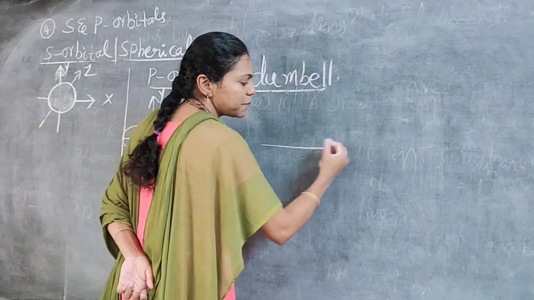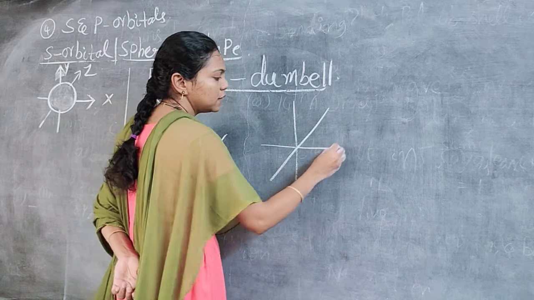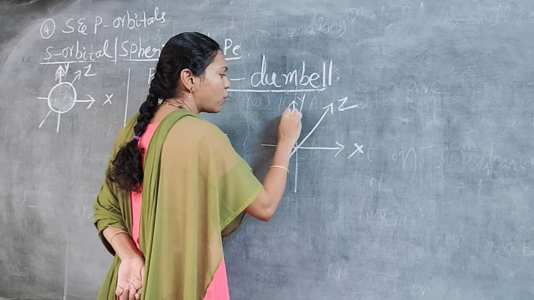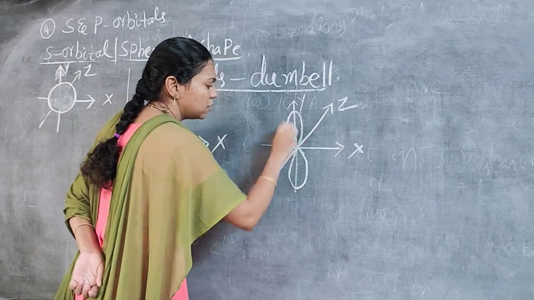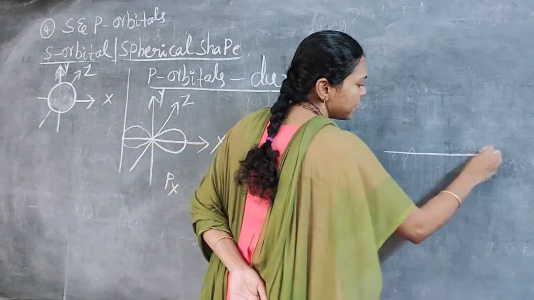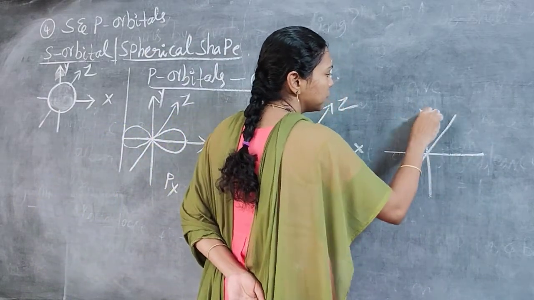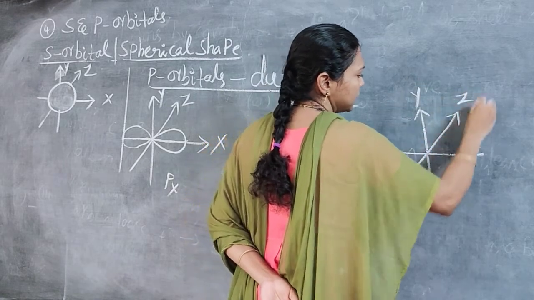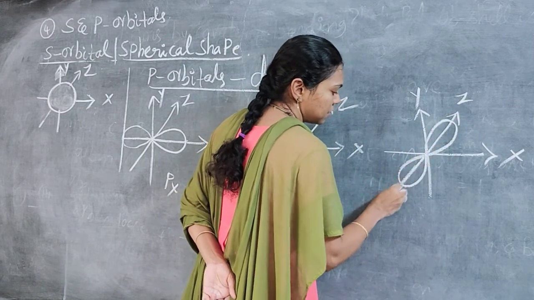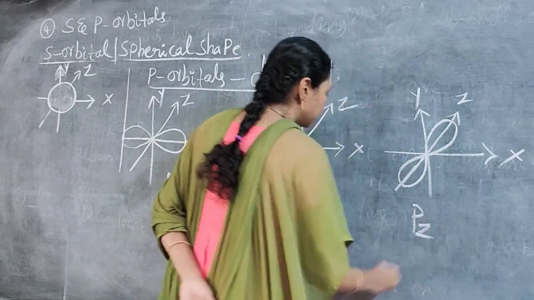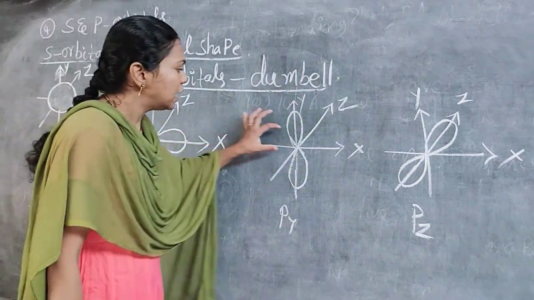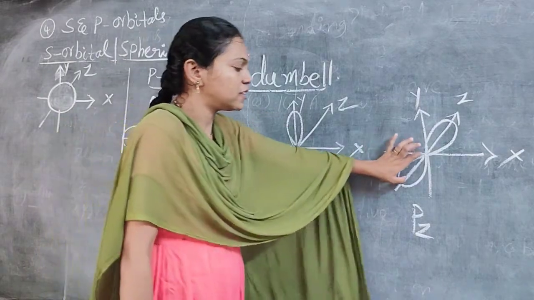Next, same X, Y, Z. Only on the Y, that is Py. This is Py. Next, same X, Y, Z. Only on the Y and the Z is Pz. This is Pz. Only on the X that is Px, the dumbbell shape diagram. The dumbbell shape is on the Y, Py, on the Z, Pz.